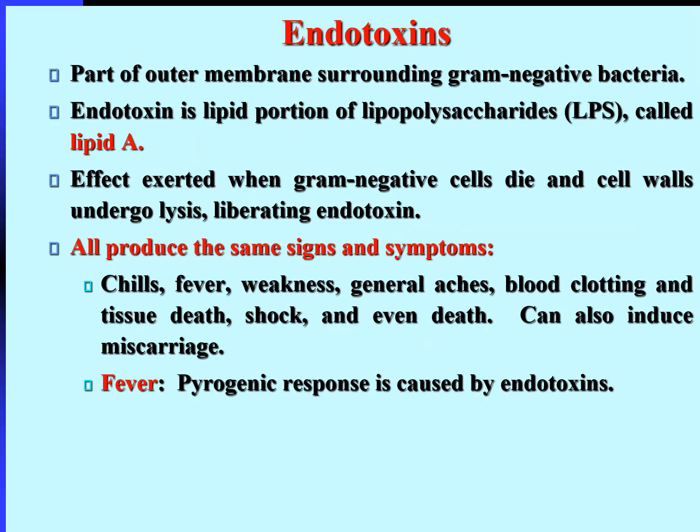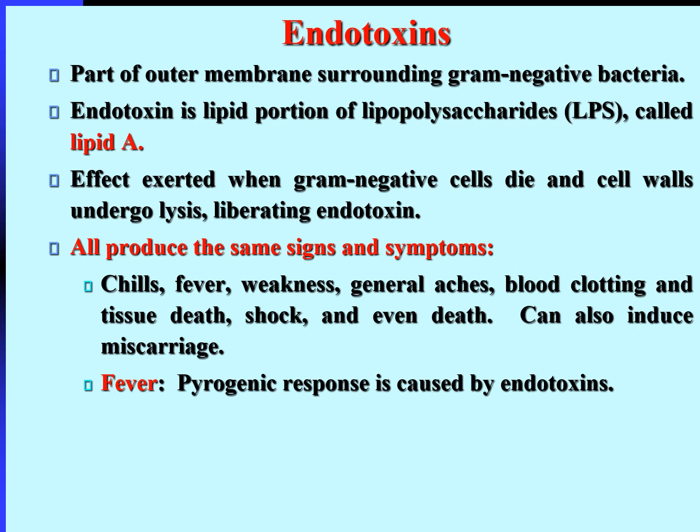Endotoxin is a part of the outer membrane surrounding gram-negative bacteria. Endotoxin is the lipid portion of lipopolysaccharide, called lipid A. Its effect is released when gram-negative cells die and the cell wall undergoes lysis and liberates endotoxins. While in the case of exotoxins, the cells stay alive and secrete the exotoxin into the surrounding environment without lysis.